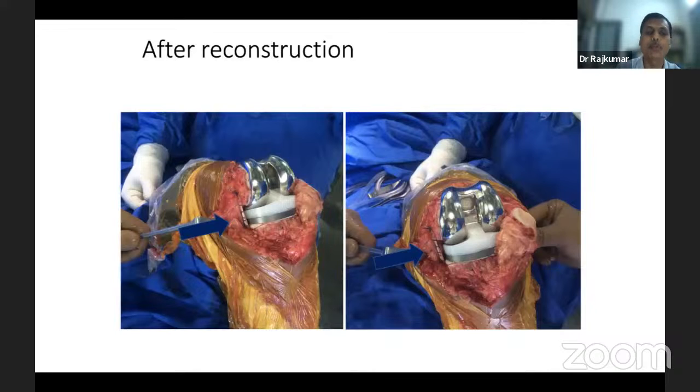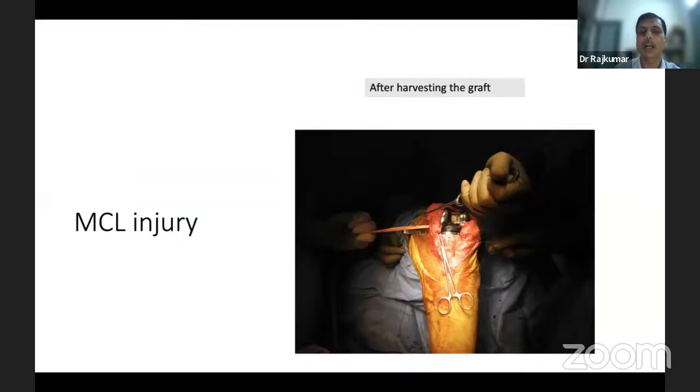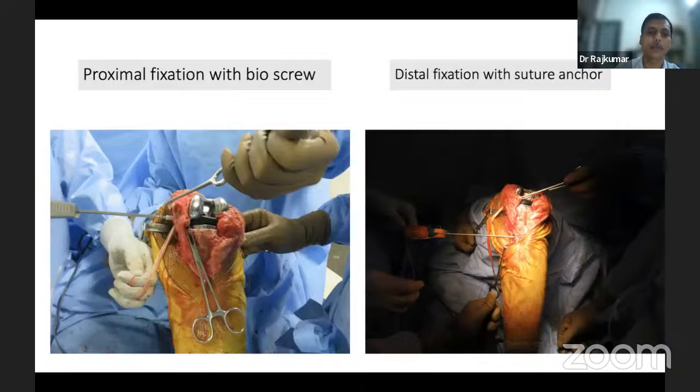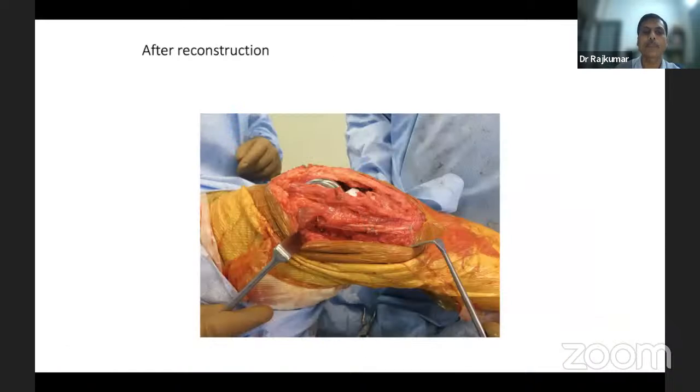Then you have to fix it superiorly on the medial femoral condyle with some screws, and then augment it with Ethibond sutures. This is one more case of fixation. Proximally, it is fixed with bio screws. Distally, it was also fixed with sutures. And this is the one after reconstruction. This is a complete transection of an MCL.